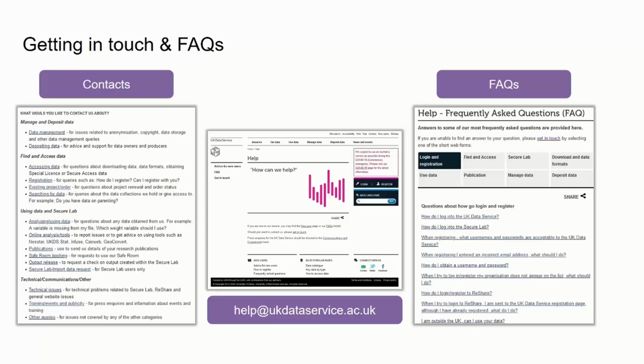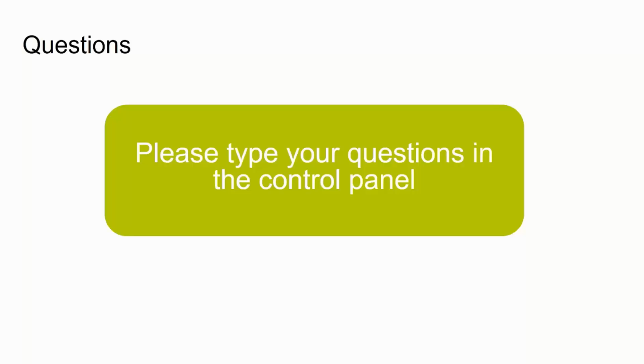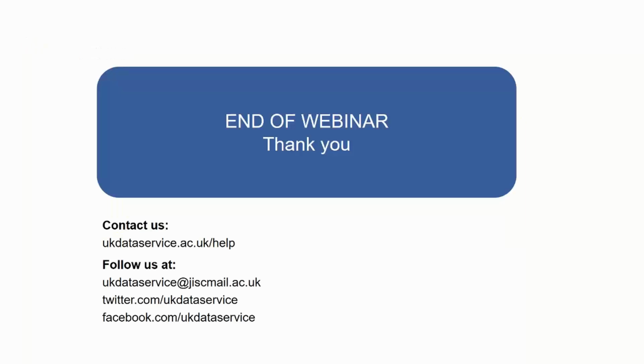Finally, if you have any questions with regards to our service, data we hold, or how to access our data, we always advise researchers to view our frequently asked questions page, located under the Help tab at the very top of our web page. Or you can always contact us directly via our Get in Touch page, also located within the Help tab. Should you ever struggle to locate these pages, you can also email us at help@ukdataservice.ac.uk. So please do feel free to contact us if you do have any questions.